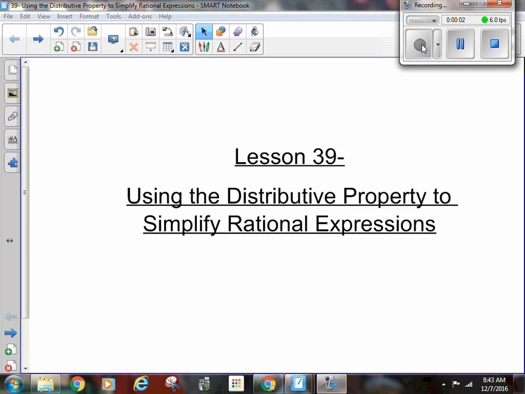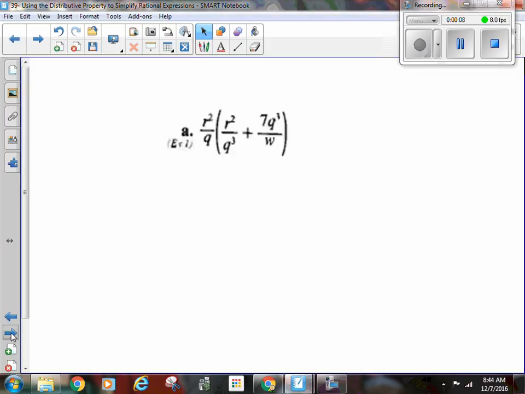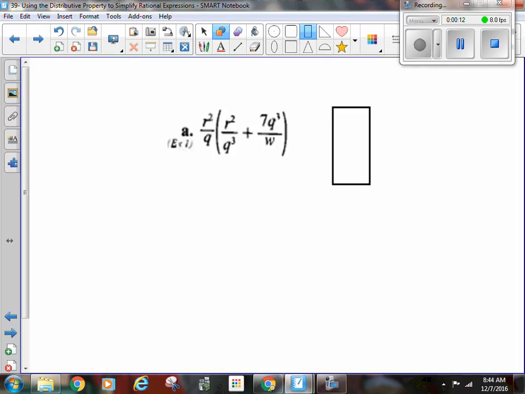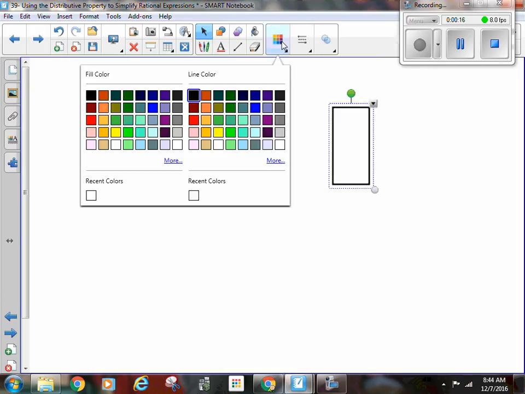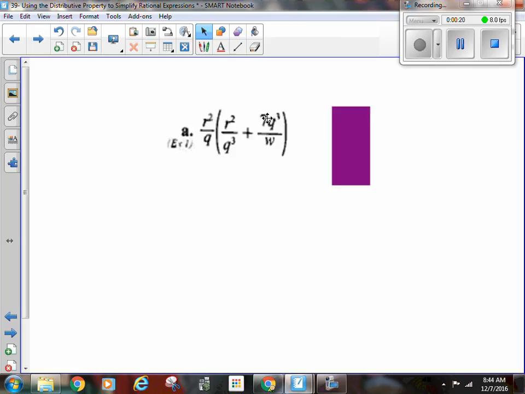All right, lesson 39 is on using distributive property to simplify rational expressions. So we're just going to jump right in, and actually I'm going to give you a little rectangle, and let's make it colorful with some purple. Oh, that's my favorite color. Okay, so we are going to be distributing this outside term, r squared over q, to the two terms inside the parentheses.